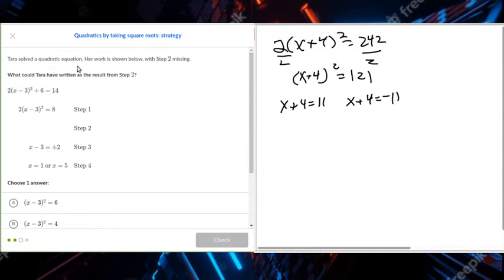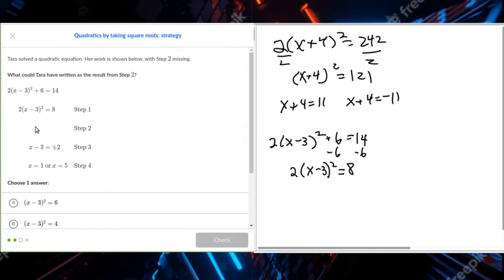Okay, Tara solved a quadratic equation. Her work is shown below with step 2 missing. What could Tara have written as the result from step 2? So let me write this down. The first one I talked through, I probably shouldn't have done that. (x minus 3) squared plus 6 is equal to 14. So we're going to subtract 6 from both sides, and we're going to end up with 2 times (x minus 3) quantity squared is equal to 8.